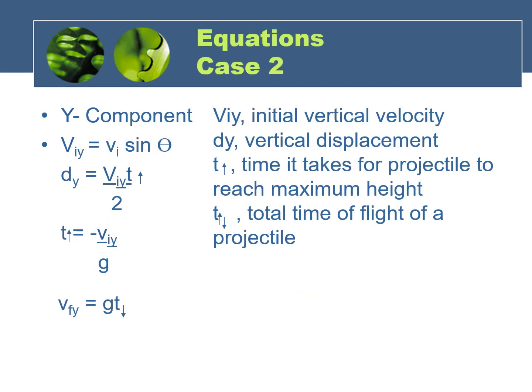For the dy or vertical component, we have the following equations, wherein Viy is the initial vertical velocity, dy is the vertical displacement, t up is the time it takes for a projectile to reach maximum height, which is also equivalent to t down. And t up down is the total time of flight of a projectile, or t up times 2, or t down times 2.